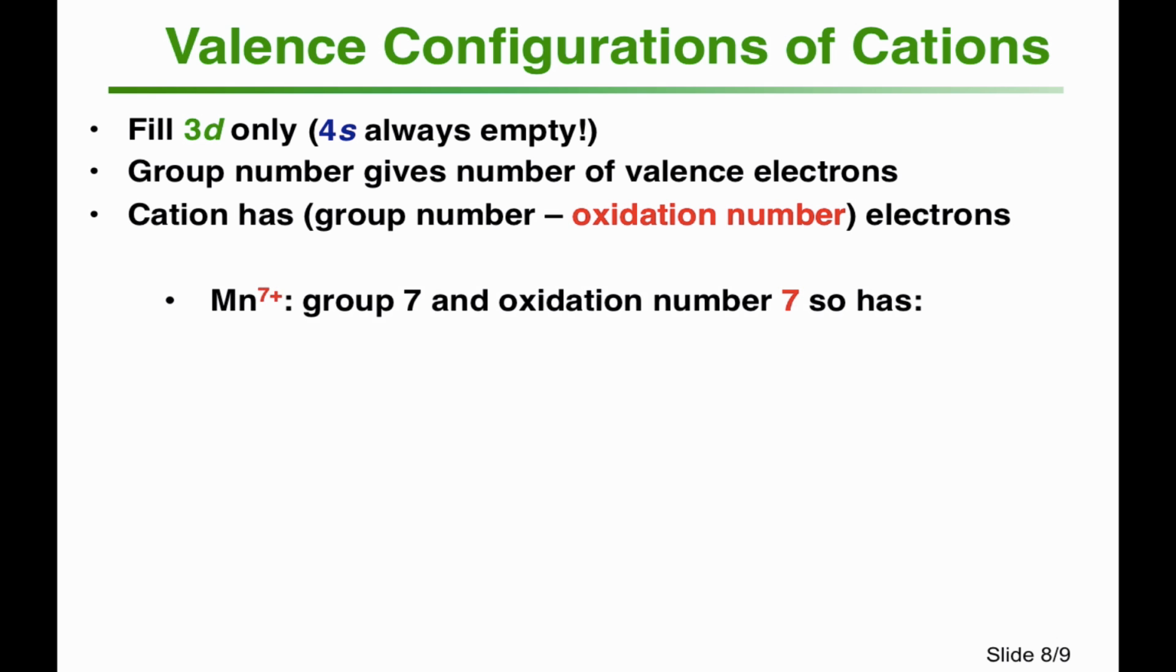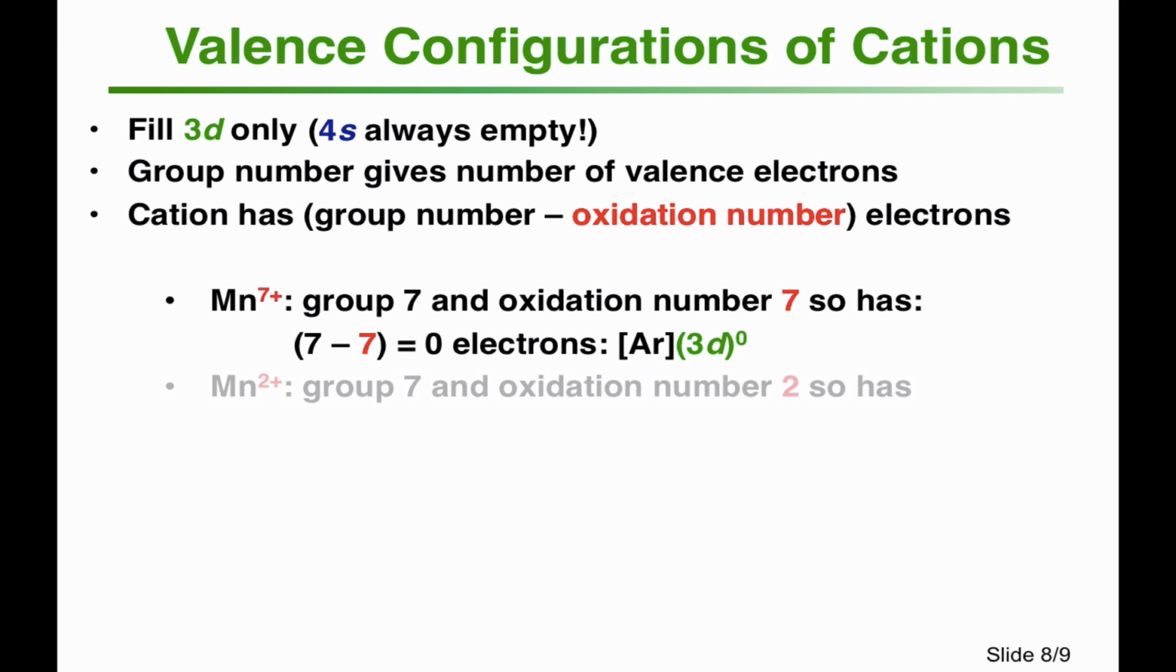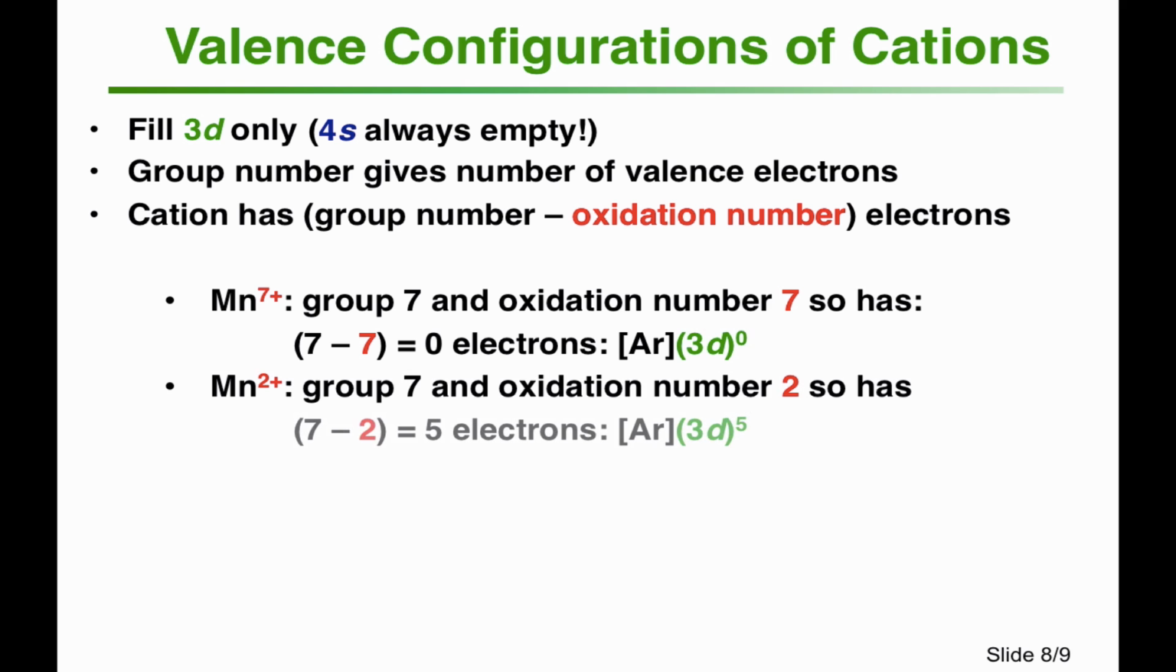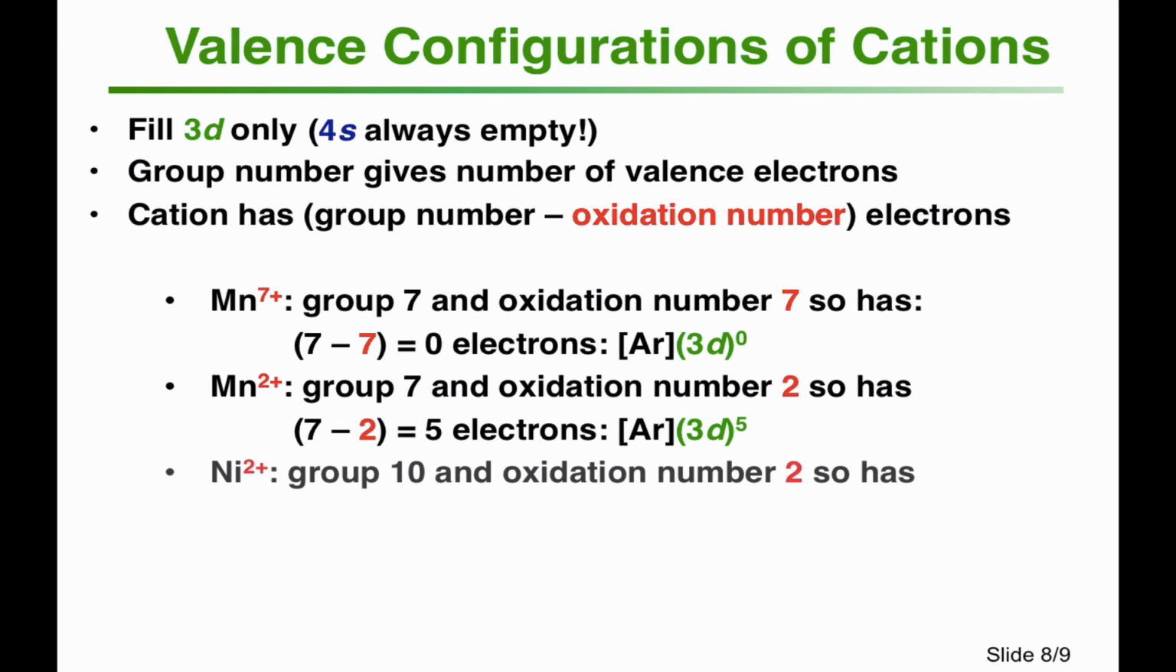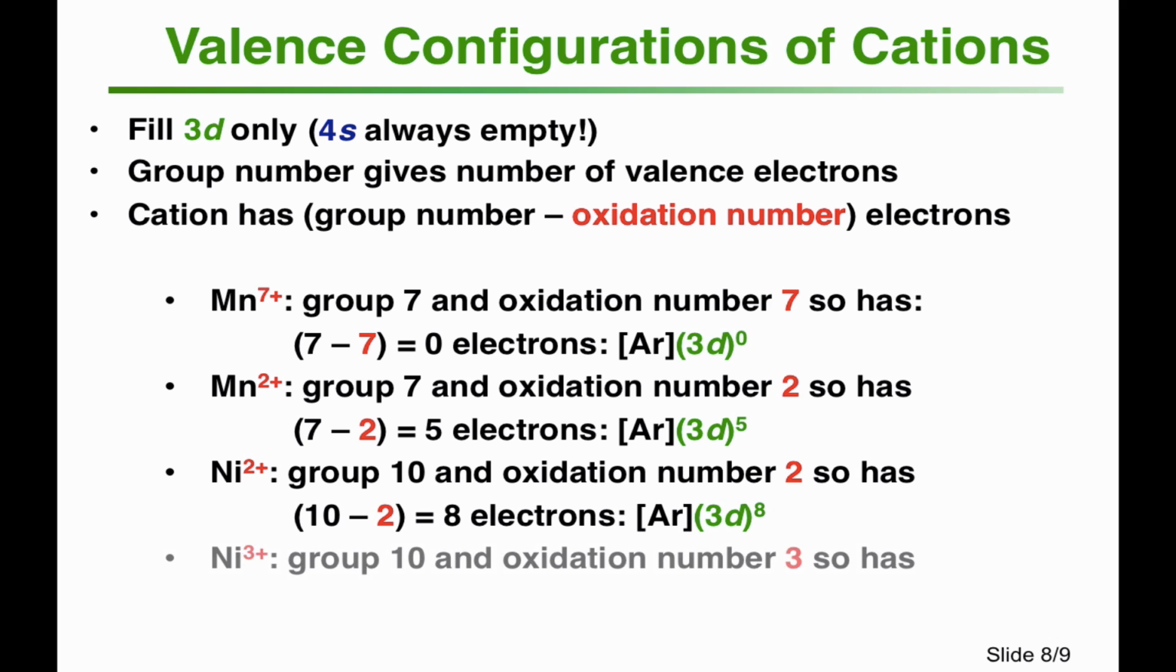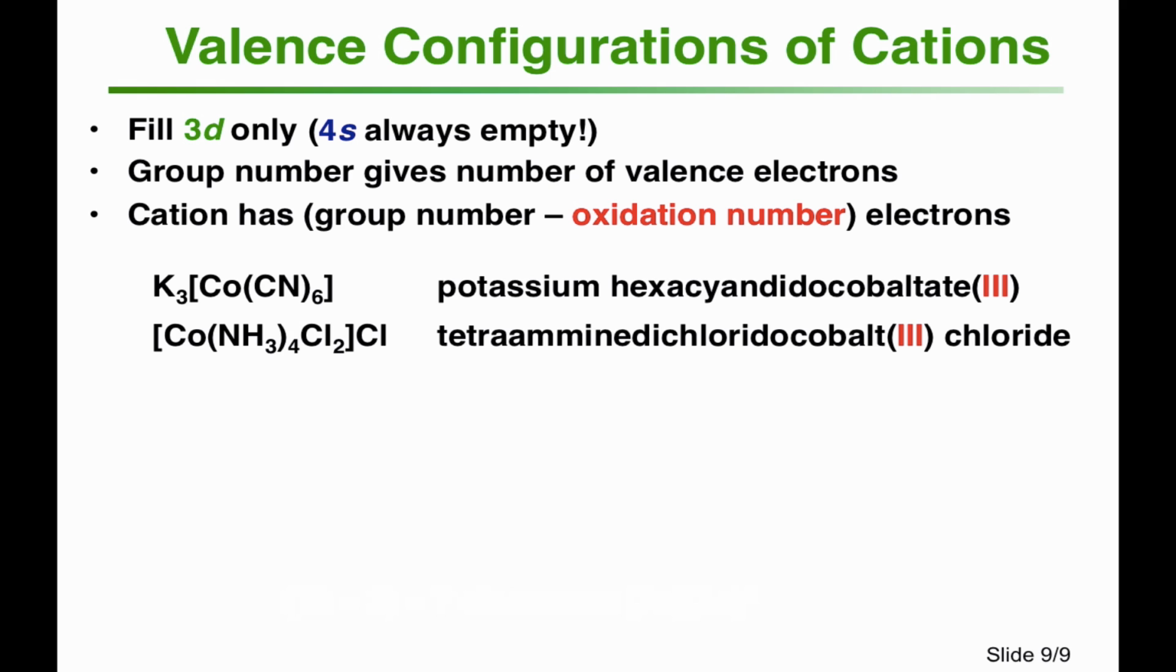Manganese 7+ has lost 7 valence electrons. It's lost them all, and so it has a 3d0 configuration. Whereas a manganese 2+, we have only 2 lost, and so we've got 5 left over, and these occupy only the 3d, 3d5. Nickel is in group 10, it's an oxidation number of +2, it's lost 2, it has 8 left over, 3d8. There's a nickel 3+, it's lost 3, and so it has 10 minus 3, 7 left over, 3d7. So from the formula or from the name, we can work out the oxidation number, and we can use this little trick in order to get us the 3d configuration very quickly.